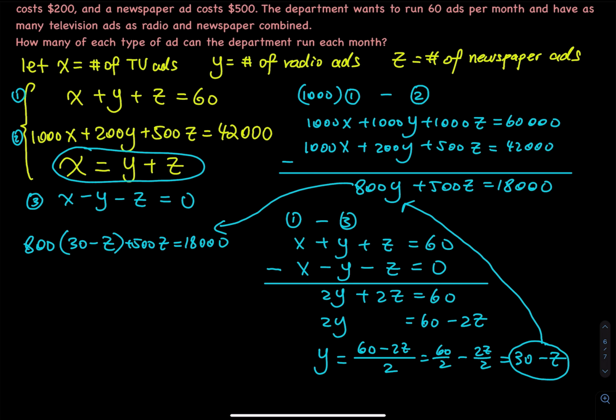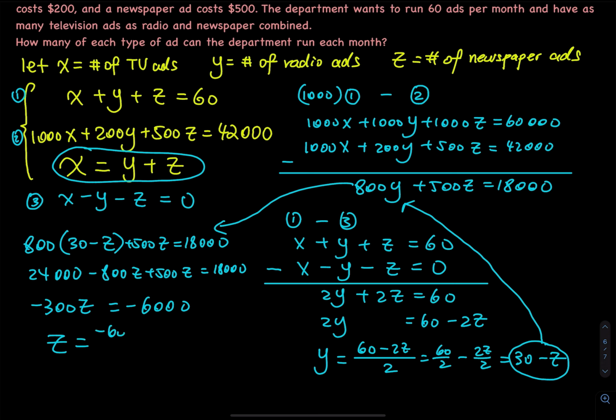We can solve for z, right? One equation with one unknown. Distribution: 8 times 3 is 24, followed by 3 zeros. And then 800z plus 500z equals 18,000. Negative 800 plus 500 is negative 300, right? And then 18 minus 24, that is negative 6,000. Okay, negative on both sides. We don't need to worry about having a negative z. So negative 6,000 divided by negative 300. How many newspaper ads? The answer is 20 newspaper ads.